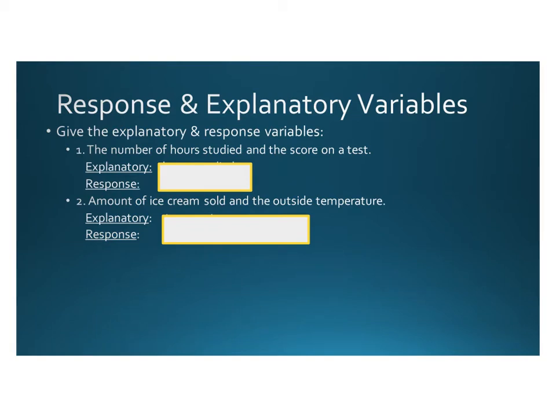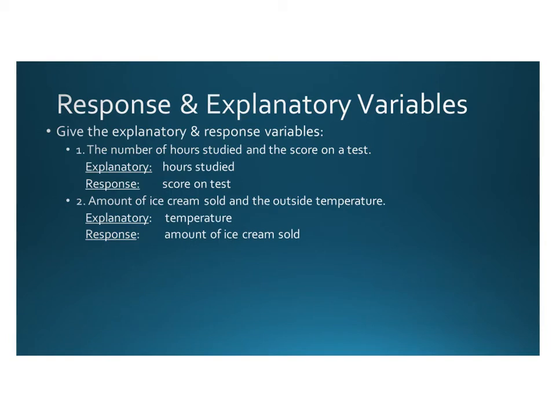Now you will have a few of these on your upcoming formative. So in number 1, the number of hours studied and the score on the test. Okay, so usually explanatory variable, that's what we place along the x-axis. In this case, you're going to put hours studied for x or explanatory and the score on the test for y. Number 2, the amount of ice cream sold and the outside temperature. This one is a little trickier. Remember, independent variable means I don't have a lot of control over it. So in this case, you will use the outside temperature as your explanatory, and your response variable is the ice cream.